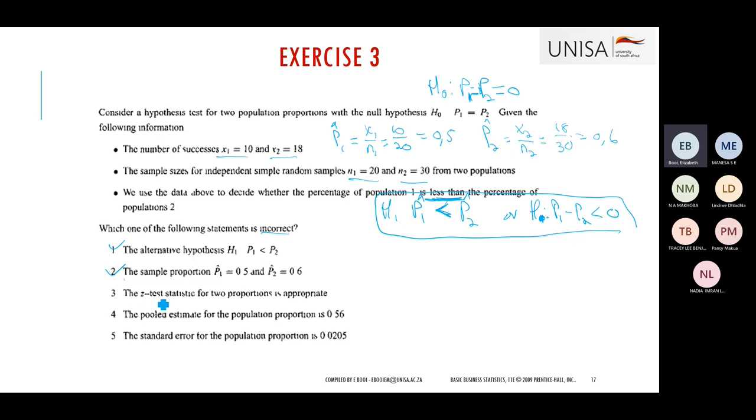Then we move to the next one. The z-test statistic for the two proportions is appropriate. We know that for proportions we always use the z statistic, right? So that is also correct. When we identify the test statistic, it's always going to be a z for proportions. The pooled estimate for the population proportion is 0.56. So we need to calculate the pooled estimate, which is X1 plus X2 divided by N1 plus N2, which is 10 plus 18 divided by 20 plus 30. It's 0.56, which means that is correct.